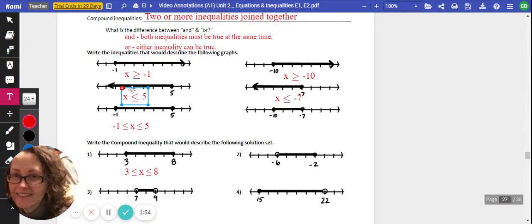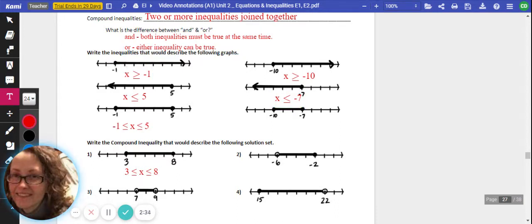In my third problem here, I have x is less than or equal to 5, because my shading is to the left or smaller than my 5. Again, my x is going to represent what my shading is showing. So x is less than or equal to 5. And for this one, again, this is simply reviewing what we've done before. X is less than or equal to 7 because I have my circle filled in.